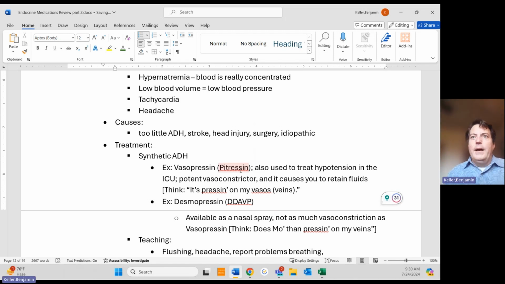So treatment of this, we're going to give synthetic ADH, which is going to be Pitressin, which is also used to treat hypotension in the ICU. It's a potent vasoconstrictor, if that makes sense. So we're going to clamp things down, which will increase the blood pressure, but it also causes you to retain fluids. And so you can think like it's pressing on my vasos. So vasopressin is pressing on my vasos, or your veins, or pressing on your bladder. It's going to help you retain fluids.